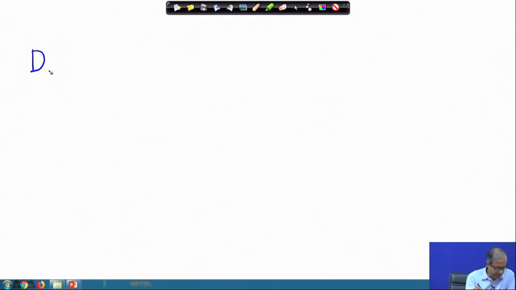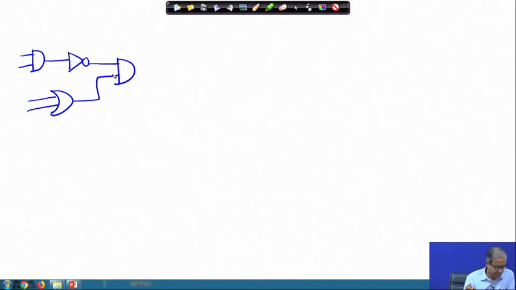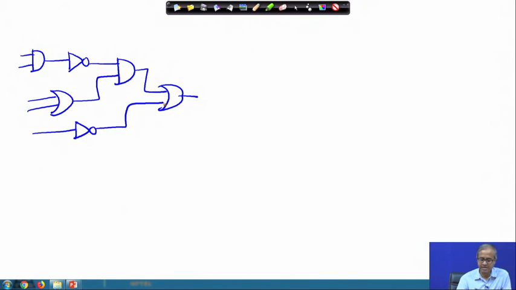Let us look at another example which will involve some OR operations also. Suppose I have a circuit like this with a NOT gate here, this goes to an AND, there is an OR gate here, the output of the OR goes here, there is another OR gate and there is a NOT. Let us take a circuit like this. So, step by step let us go through the transformation.